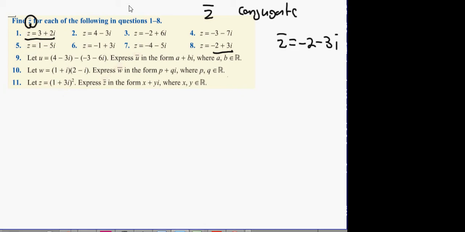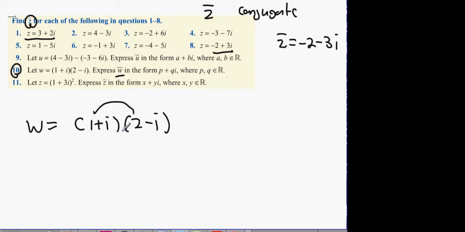So we're going to see number 10. W equals 1 plus i multiplied by 2 minus i. Find out what the conjugate of W is. Now, the problem with this question is, you have to multiply it all out first, and then once I get my answer, I can find the conjugate.